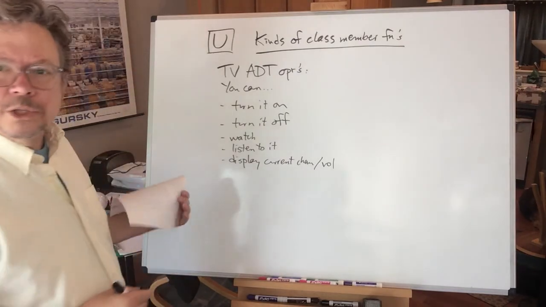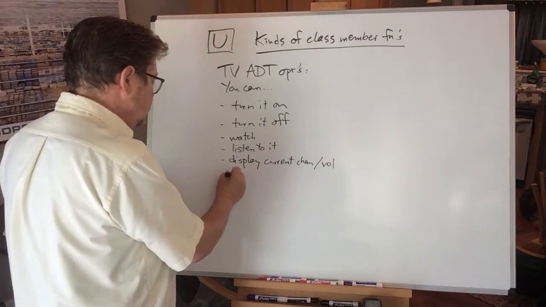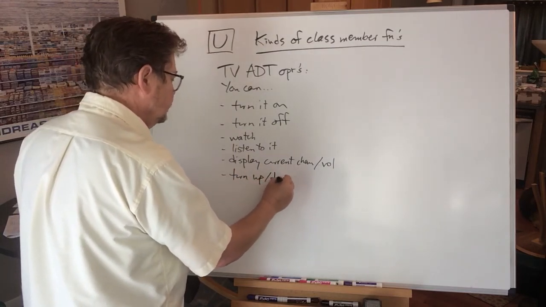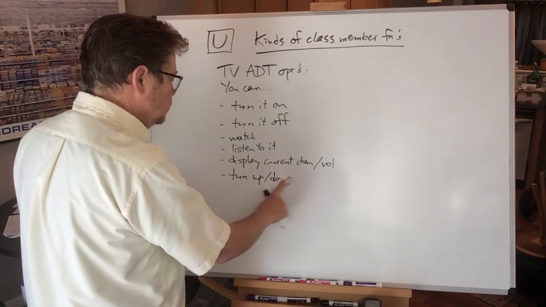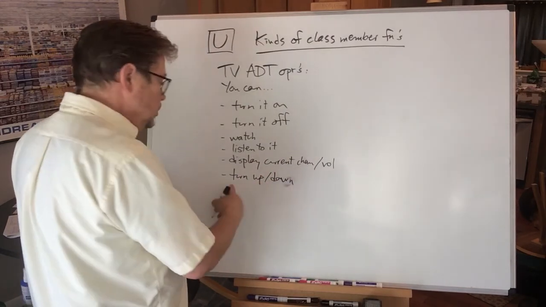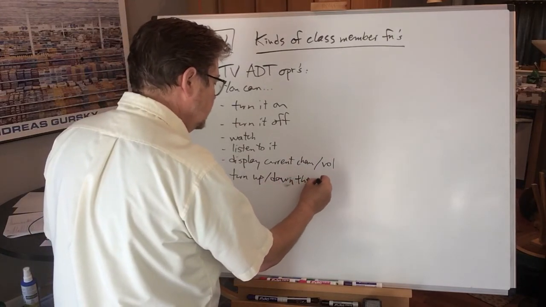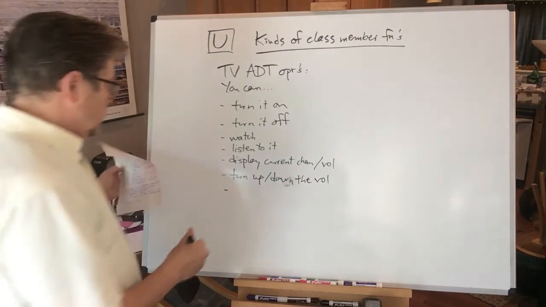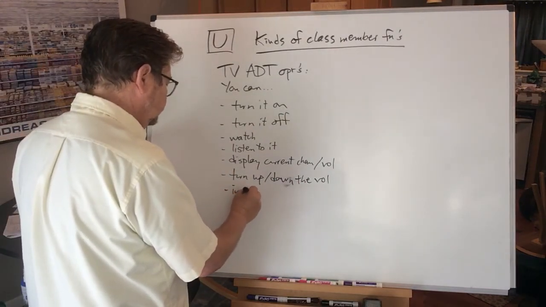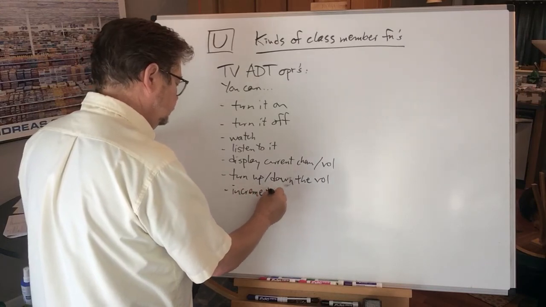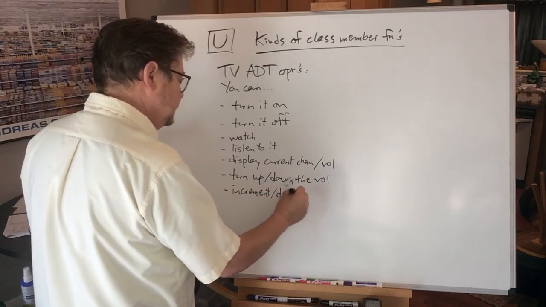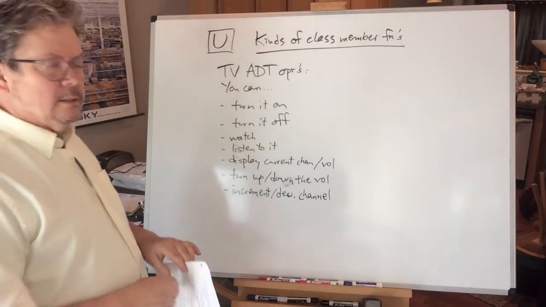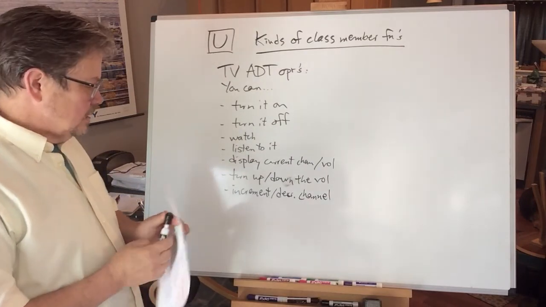Maybe you don't like the current channel or the current volume. You can turn up or down the volume. I'll make it look more like it says down. You can also increment or decrement the channel. I'll abbreviate decrement. And yes, I know there are lots of other buttons, but those are the only ones I need for now.